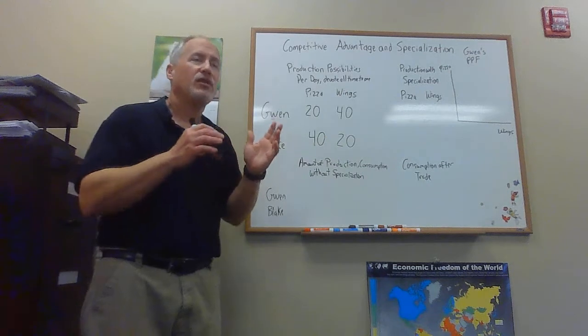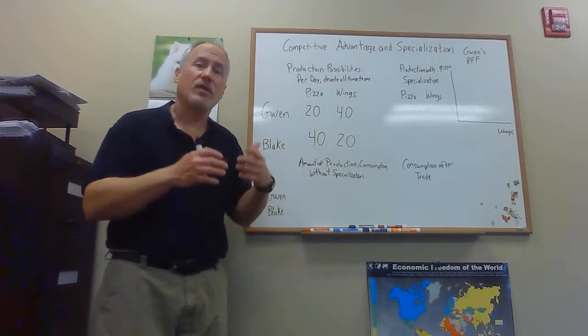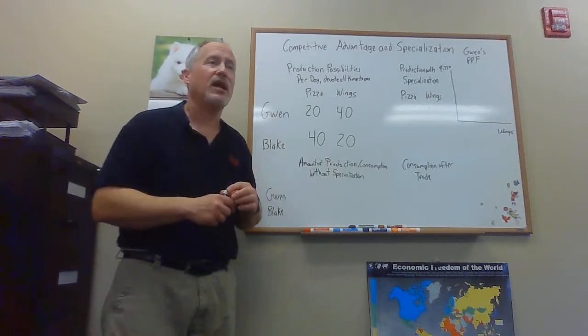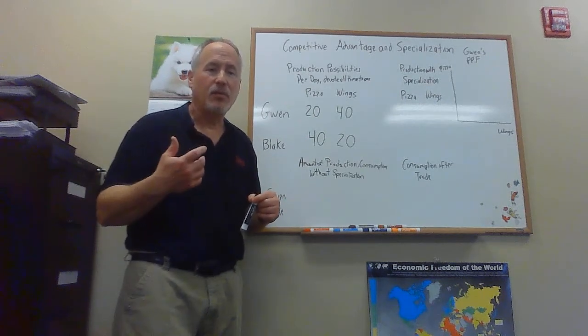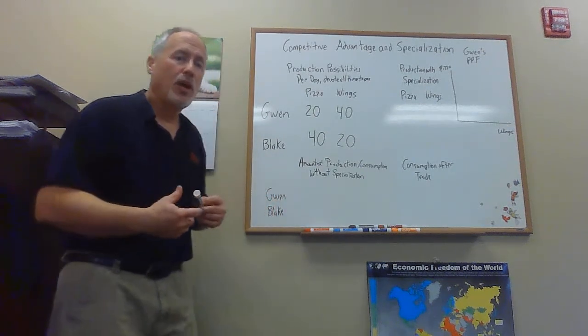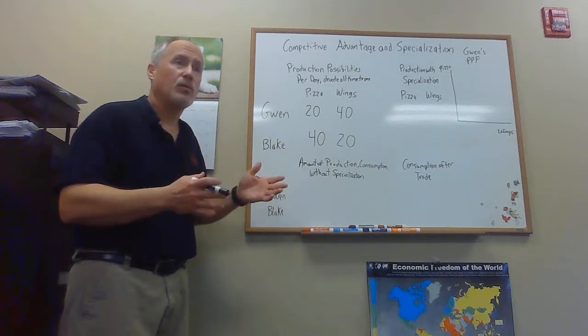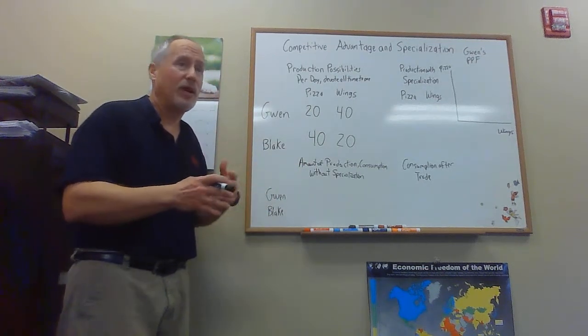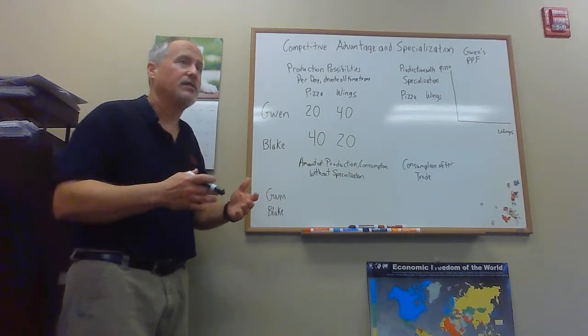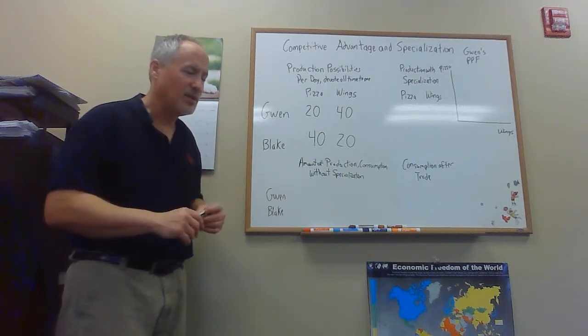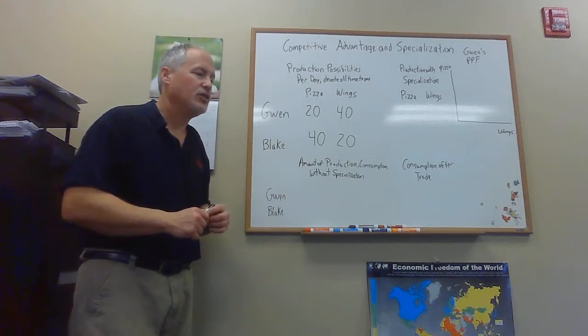But if they don't specialize and trade with each other, they're basically on their own. They have to make whatever they're going to consume. This is going to give us a baseline, a jumping off point. And what we're going to end up showing is that they can both be better off if they specialize in the good that they have a competitive advantage making.